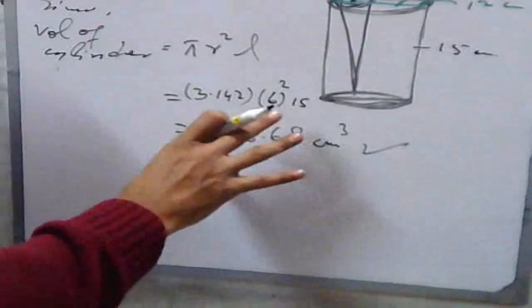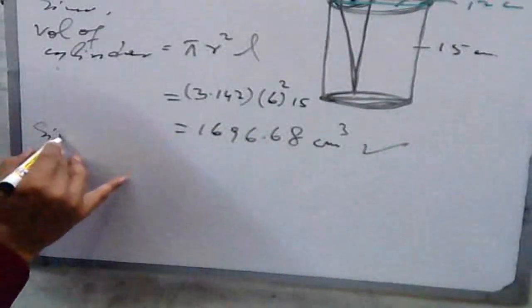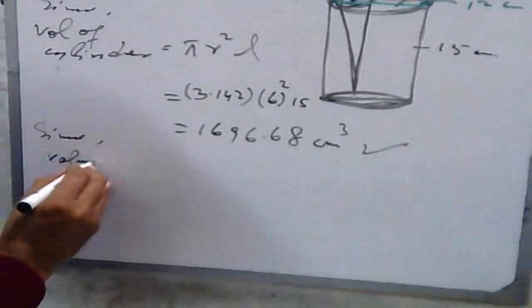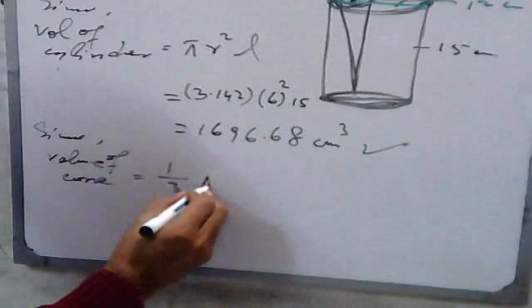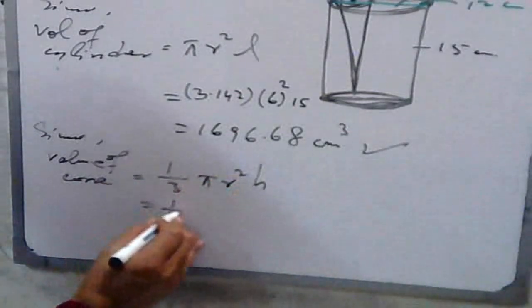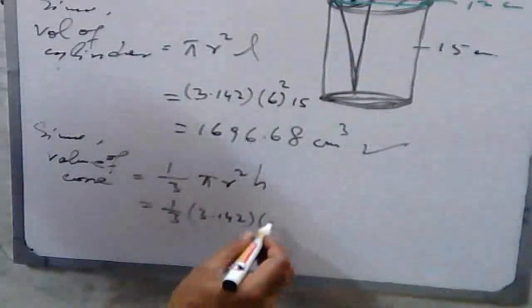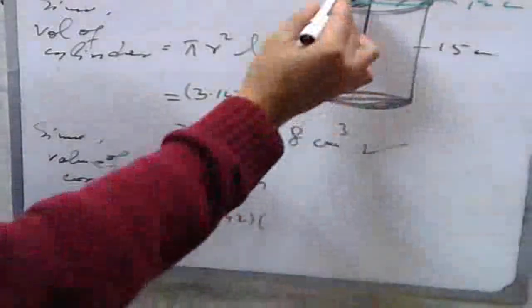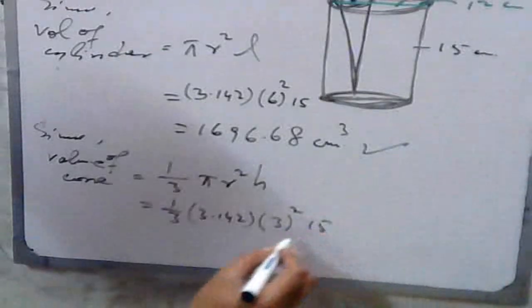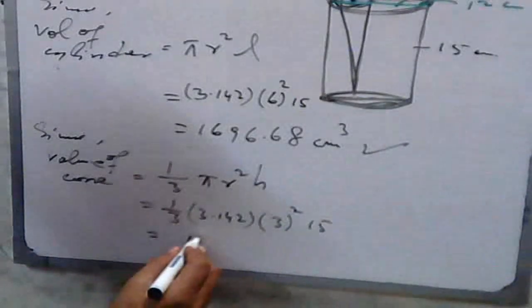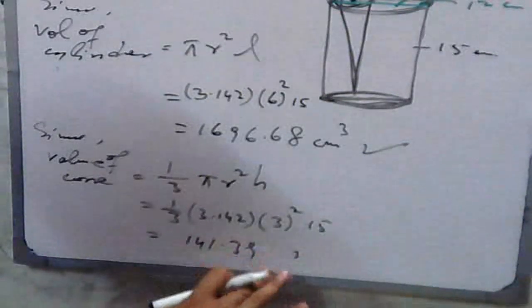But now we have to find the volume of the cone. The volume of the cone is equal to 1 by 3 pi r square h, with 3.142, and the value of r in the cone is 3, and the height is once again the same, 15. After simplification you will get 141.39 centimeter cube.